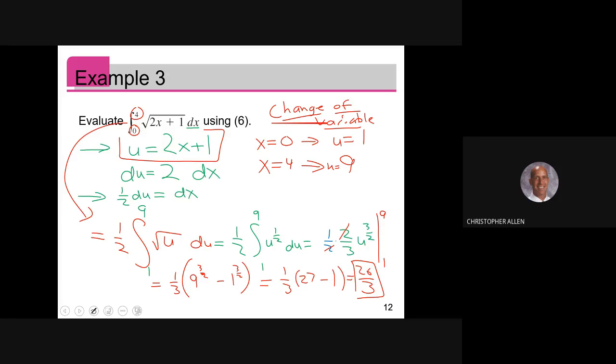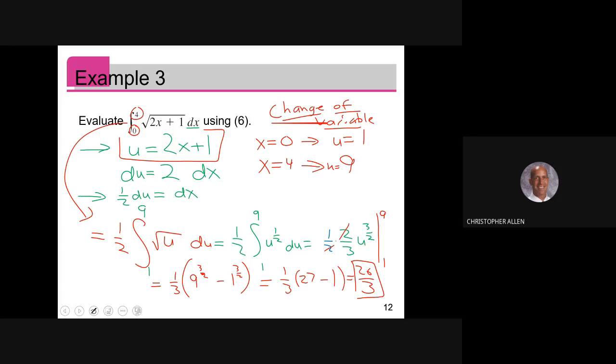The question I think is, hey, Mr. Allen, could I have done what we did in the previous slides, integrated this, found the antiderivative, and then changed everything back to x's, and then plugged in the 0 and the 4 and gotten the same answer? Correct.